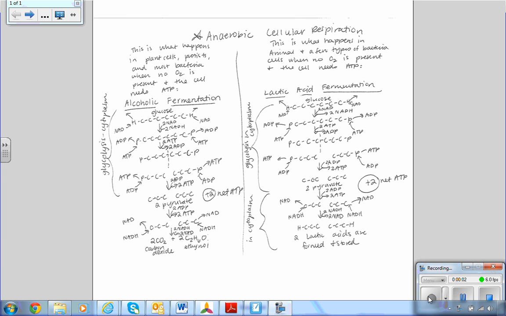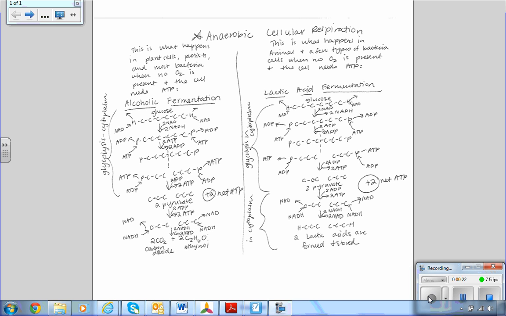All right, so we need to talk about anaerobic cellular respiration. Now that we've talked about aerobic, remember that with aerobic, oxygen was used. Remember that the O2 would come and pick up carbons, and that was what helped to break down the glucose. Well, anaerobic cellular respiration is a process that happens in cells when there's no oxygen available.